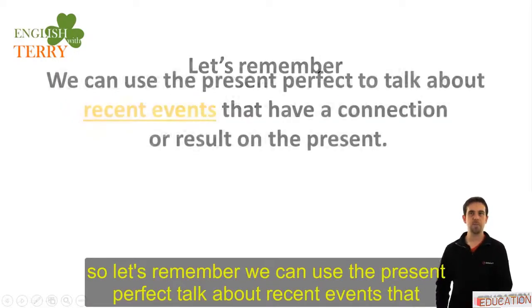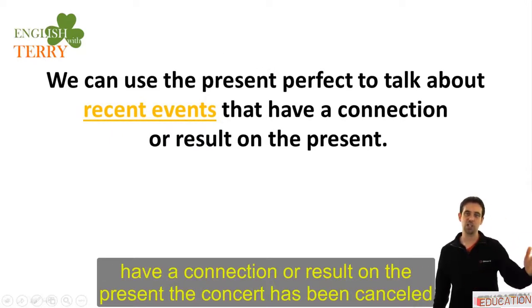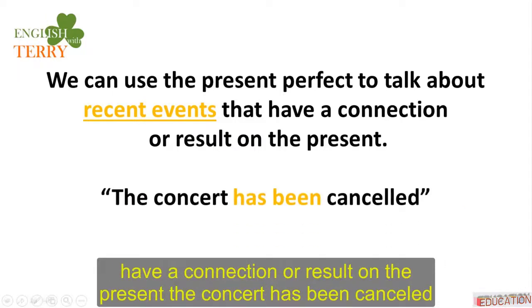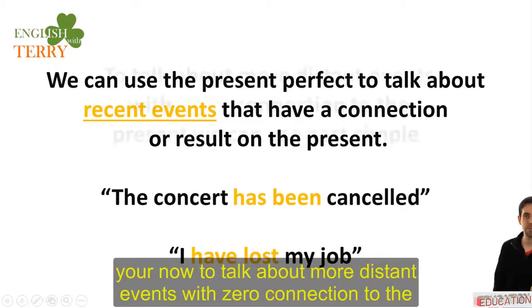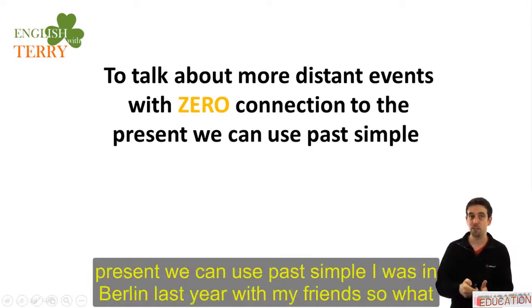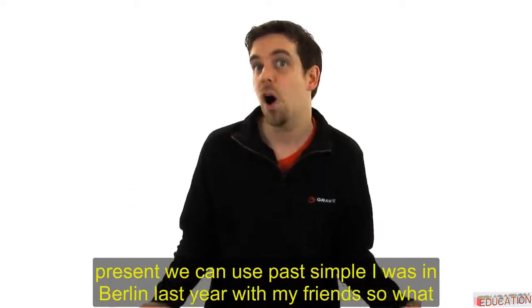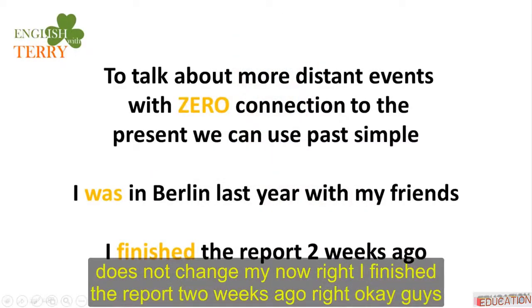So let's remember, we can use the present perfect to talk about recent events that have a connection or result on the present. The concert has been cancelled, right? I have lost my job, right? If you receive an email like this, it changes your now. To talk about more distant events with zero connection to the present, we can use past simple. I was in Berlin last year with my friends. So what does not change my now, right? I finished the report 2 weeks ago, right?